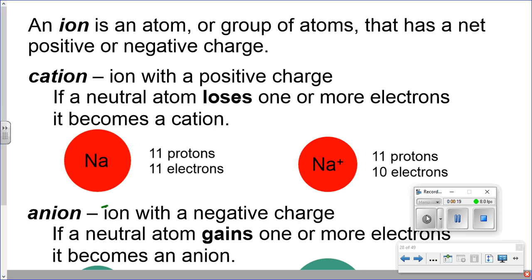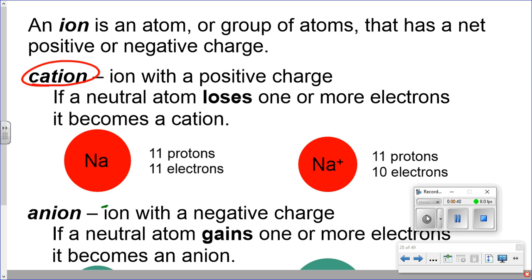Okay, so ions come in two forms. They come in positive forms and they come in negative forms. And if we're going to talk about positive ions, we're going to talk about something called cations. And cations are atoms that have lost electrons, lost one or two, three, or more electrons. And if you lose something that's negative, you become positive.